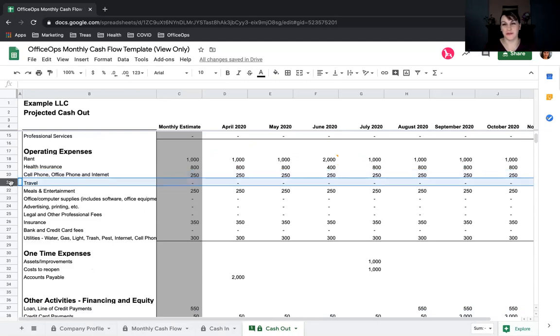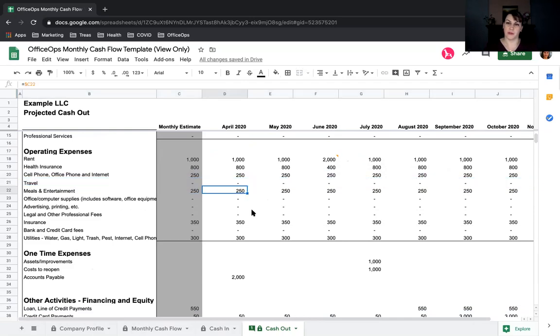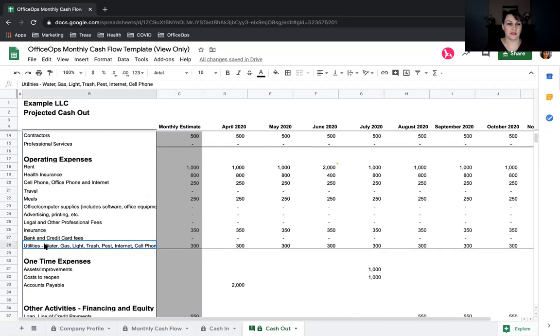Travel, I just removed that for now because nobody's really doing that. But let's say you have trips planned, you can budget out the different travel expenses there. Meals and entertainment is another one that's going down quite a bit during this coronavirus situation. And actually, there's no more entertainment, so it's just meals. Then office and computer supplies, advertising and printing, legal and professional fees, insurance, bank and credit card fees, utilities. All these are pretty common expenses that you want to look at when you're filling this out. Utilities are supposed to be forgivable under the PPP, as are health insurance and rent.